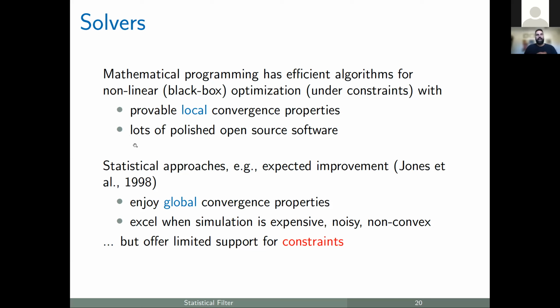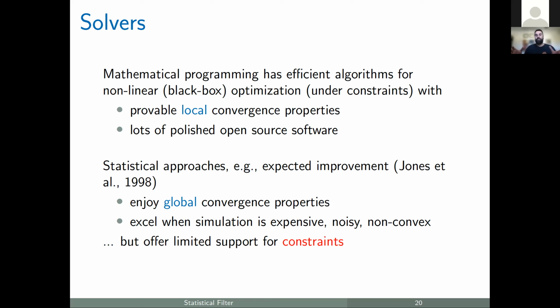The reason being is that there's lots of solvers in the mathematical community that have been developed that have very nice properties. There are provable local convergence properties, lots of open source software. They're very well understood, very quick, very efficient. But they usually are all local, so they're finding local minimums, let's say, in the constraint or in the optimization case.